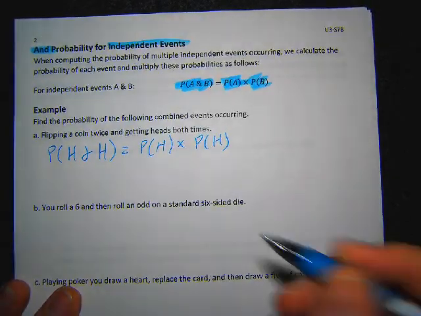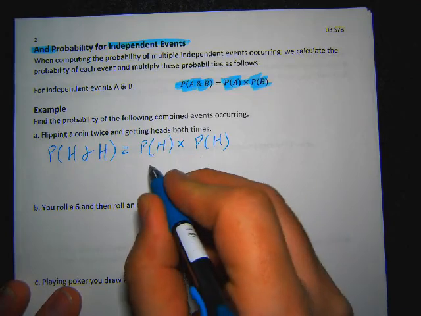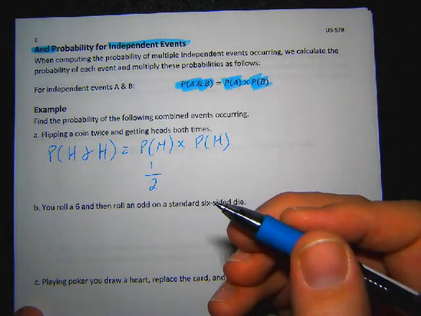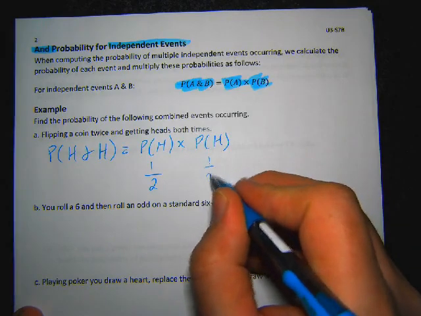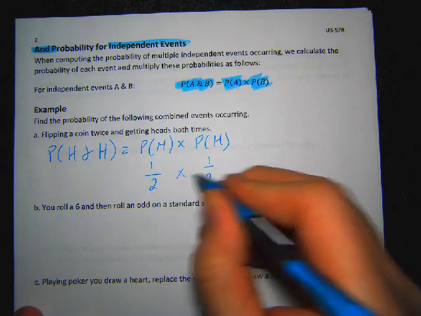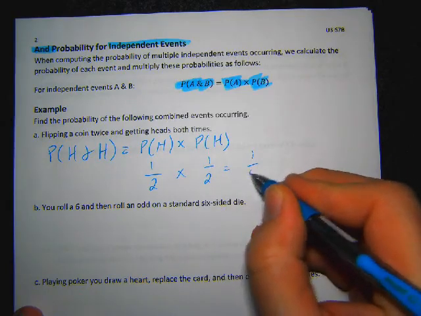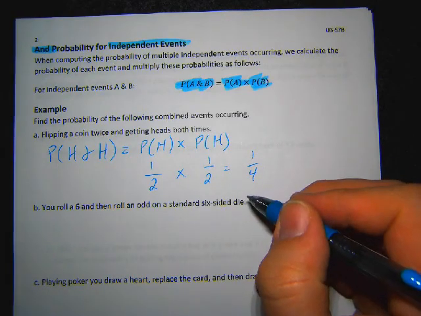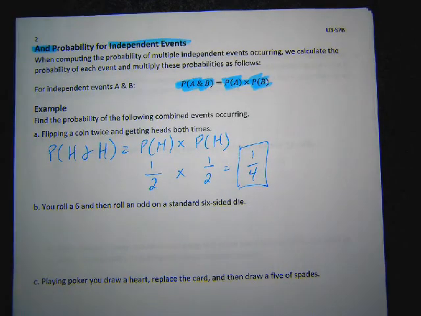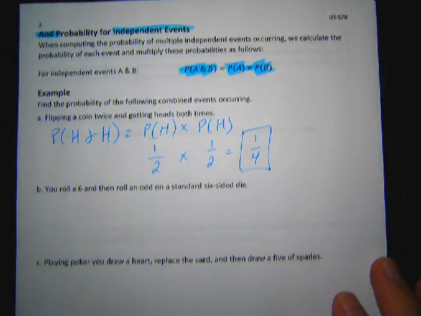Of course, heads is pretty easy because there's only one good option, heads, out of the two sides of your coin. So 1/2 is the probability of getting heads. And that doesn't change because they don't affect each other. So every time there's a 1/2 chance of getting heads, so you just multiply those together and you see you actually have a 1/4 chance of getting heads and heads. So 1/4 is the chance of getting heads both times, 2 in a row.